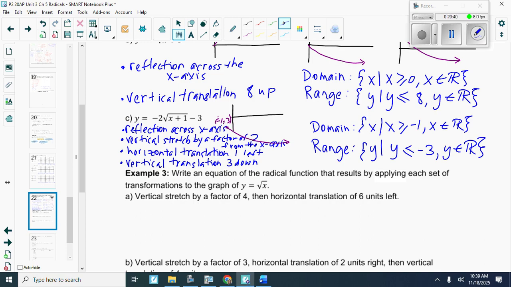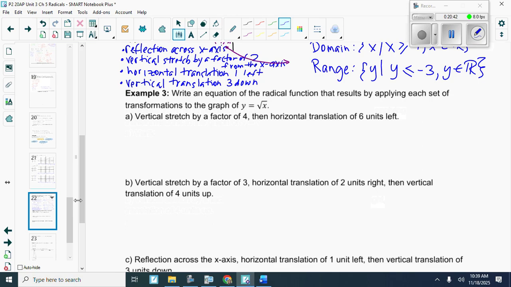All right, write an equation of the radical function that results from applying each set of transformations. Now we're just translating words into math. Vertical stretch by a factor of 4 looks like a 4. Then a horizontal translation 6 units left: horizontal translation happens under the radical sign. Left, 6 units. Right, so go ahead and do the next two.